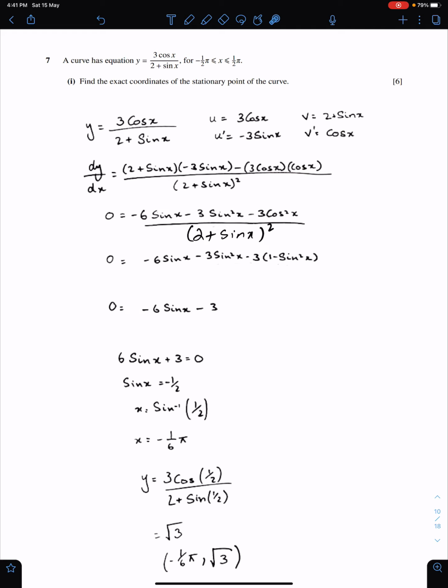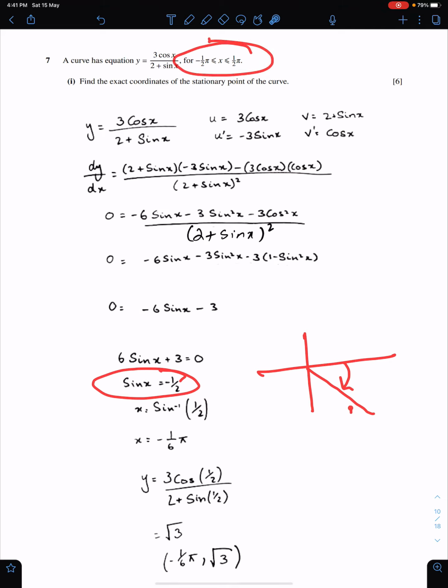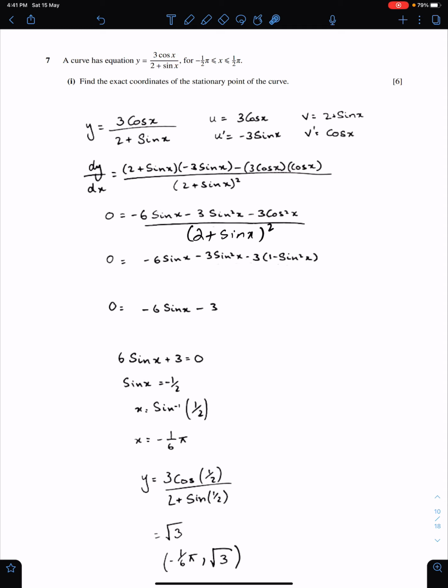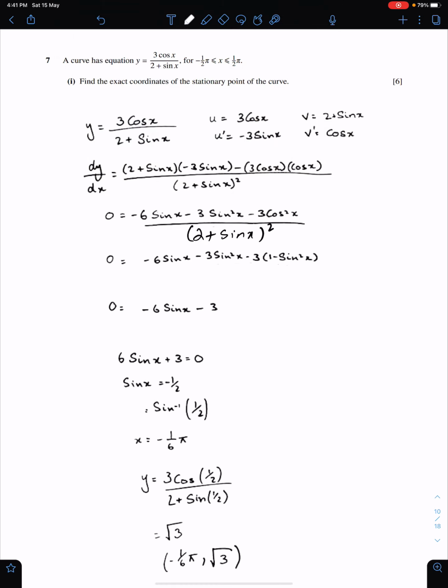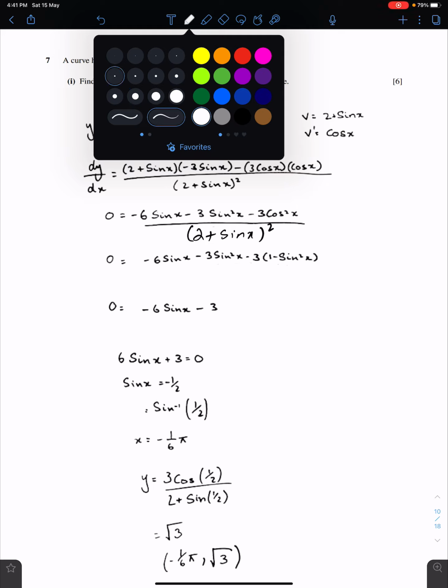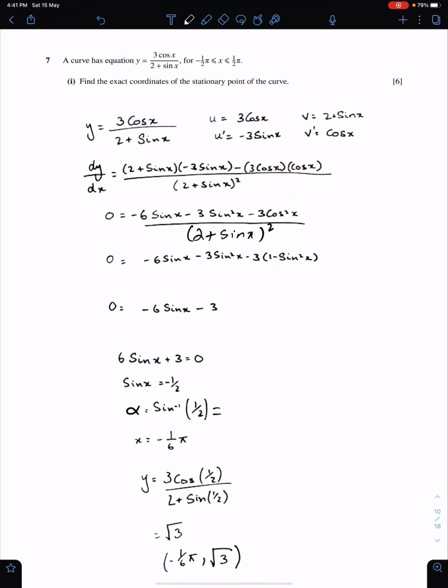Sign is negative, so it must be in this quadrant according to this domain. So the answer is pi by 6. Alpha is pi by 6. This is alpha, which is pi by 6. But you are working in clockwise direction, so the answer must be minus pi by 6.